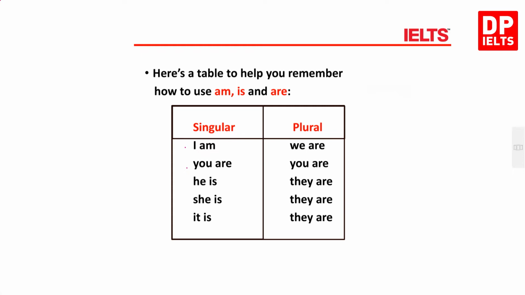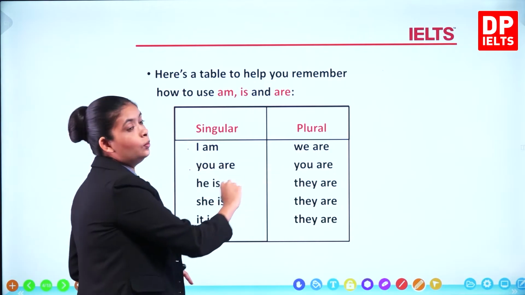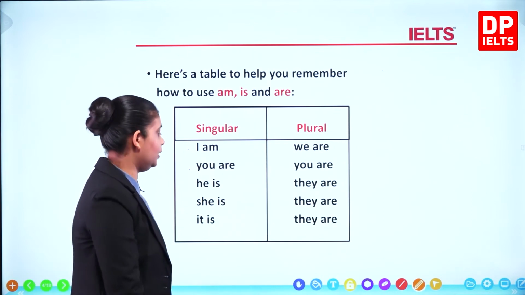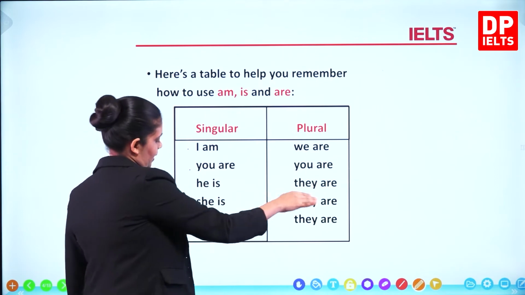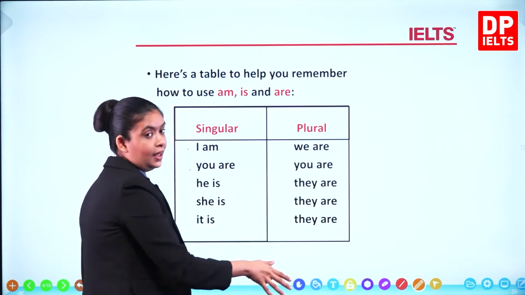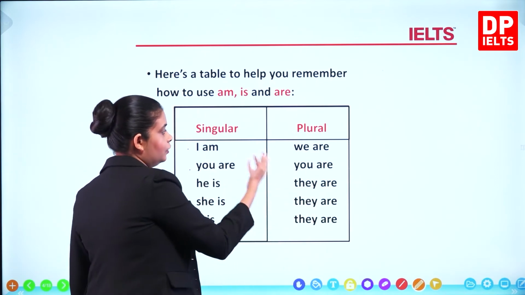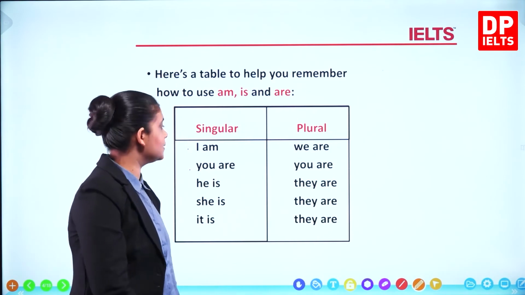Because it is a plural. Remains you when you change it to plural. He is, they are. She is, they are. It is, they are. When you change the singular to the plural, right?